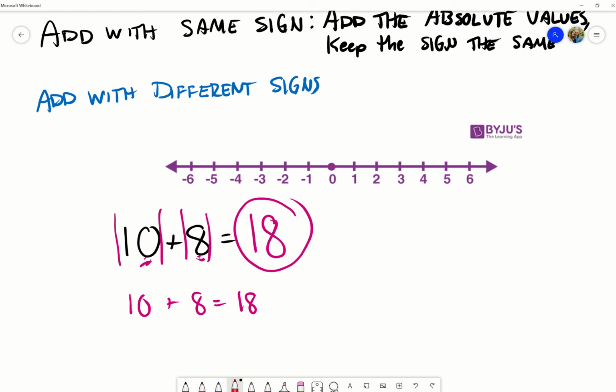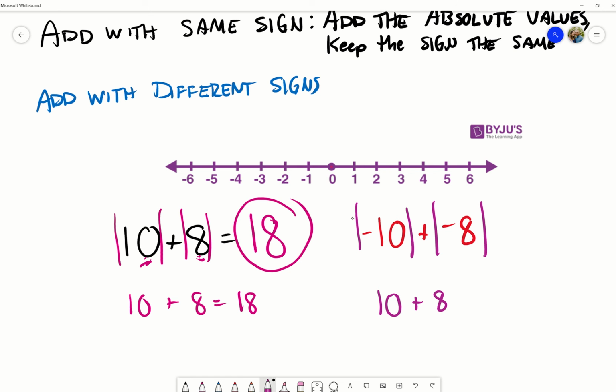And it works the same if we're dealing with negative numbers. If we were to say negative 10 plus negative 8, we would say, all right, let's get the absolute value of both of these numbers. The absolute value of negative 10 is 10. Remember, it's just a positive of whatever's inside. Plus the absolute value of negative 8 is 8. 10 plus 8 is still 18, so we know our answer will be 18.